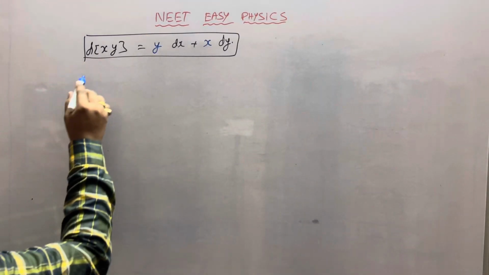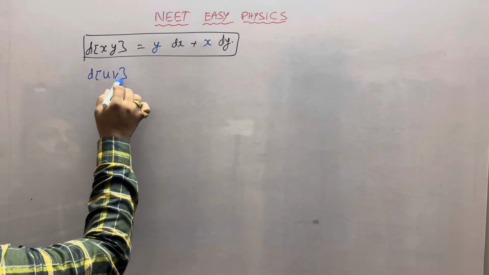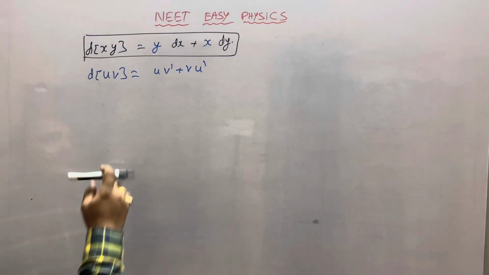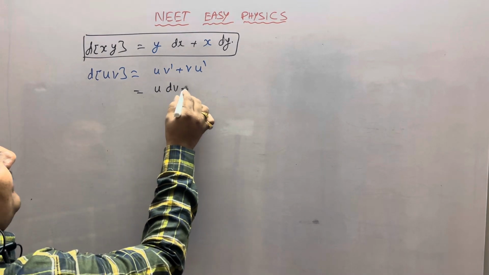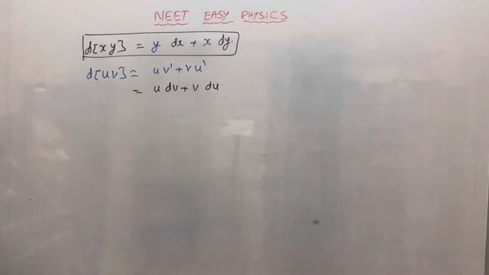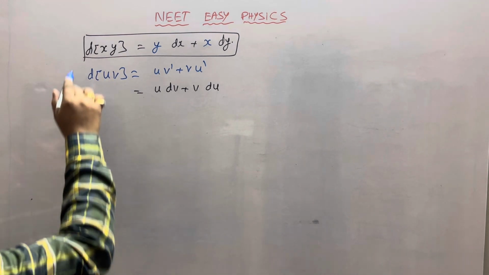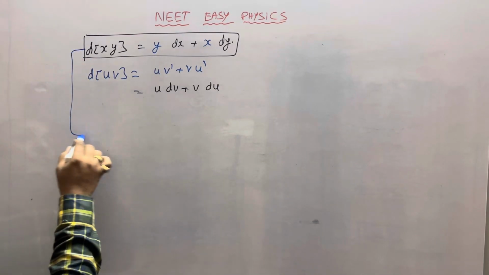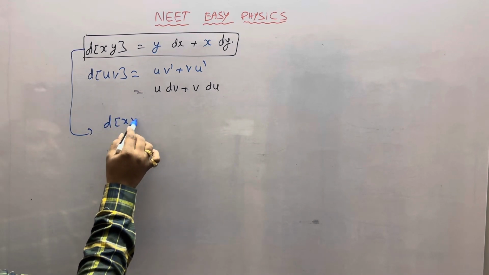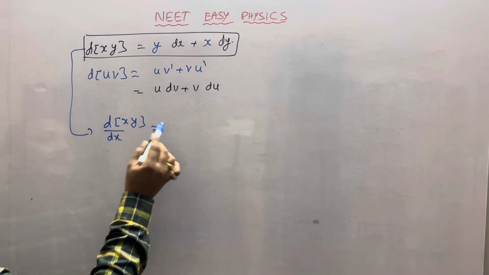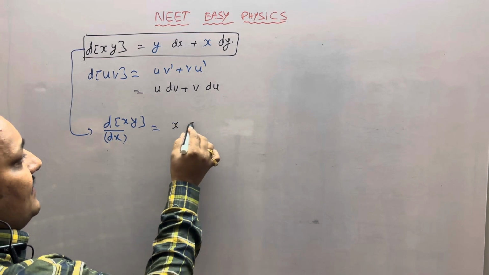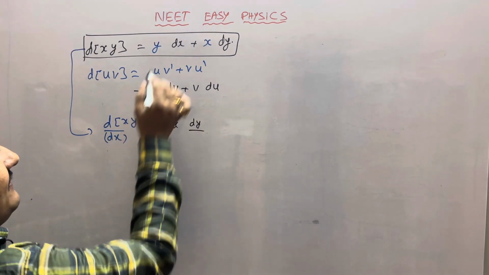Generally they teach the derivative of uv as uv dash plus vu dash. What does it mean? It means u dv plus v du. Now if you want the derivative of uv or xy with respect to x, how do we do it? Remember, the denominator remains the same each and every time. First we keep x constant, then x dy.